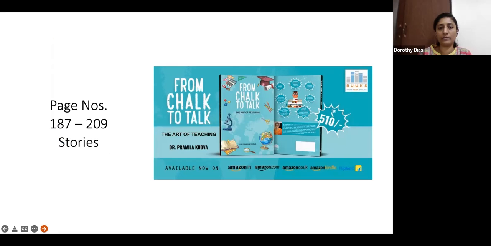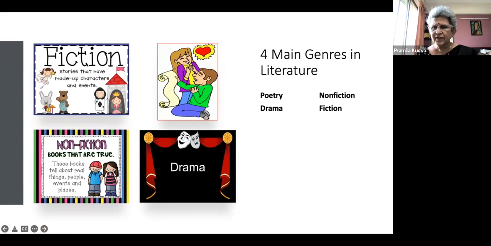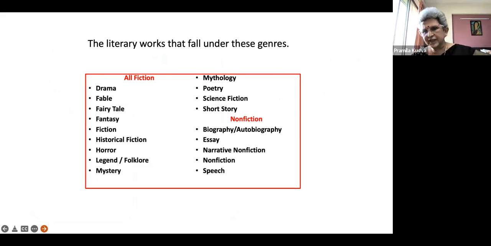Now in my book, From Chalk to Talk, pages 187 to 209 talk about stories. Father said he has got several copies in your library, so you can refer to it. There are four main genres of literature: fiction, poetry, non-fiction, and drama, which all of you know. And these are the things that fall under fiction and under non-fiction. I'll stop here for a moment to just give it a read. Shall I go ahead?